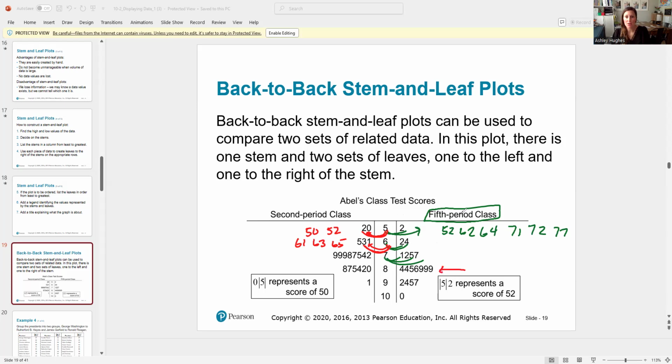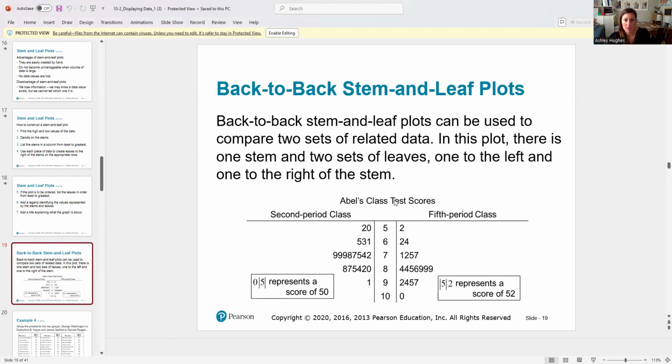It looks like her 5th period class had more scores in the 80s, whereas her 2nd period class had more scores in the 70s. So overall, the class period with the higher average would have been the 5th period class. You can glance at the data and see information when it's organized this way.